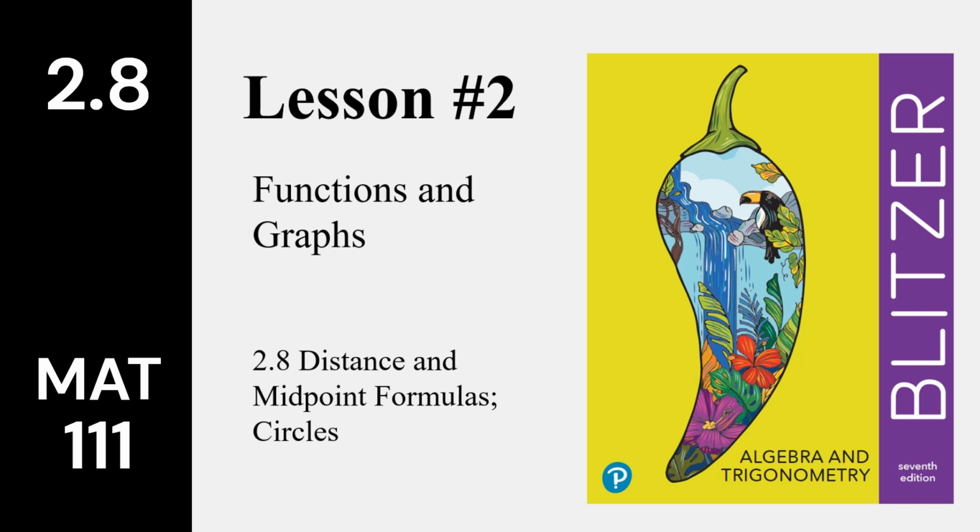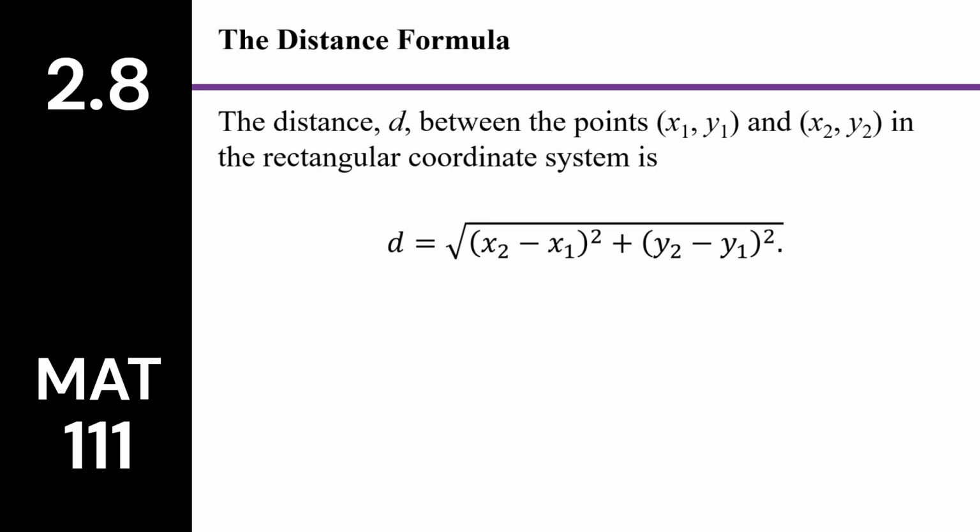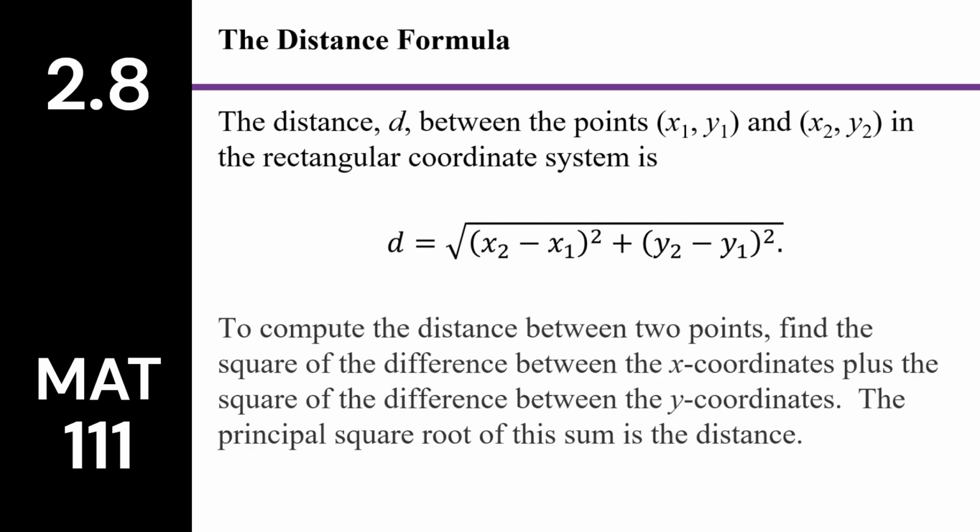Section 2.8, Distance and Midpoint Formulas, Circles. The distance formula shown here can be used to find the distance between 2 points. To find the distance, we subtract the x-coordinates and square it. We subtract the y-coordinates, square that, add those two quantities together, and take the square root.